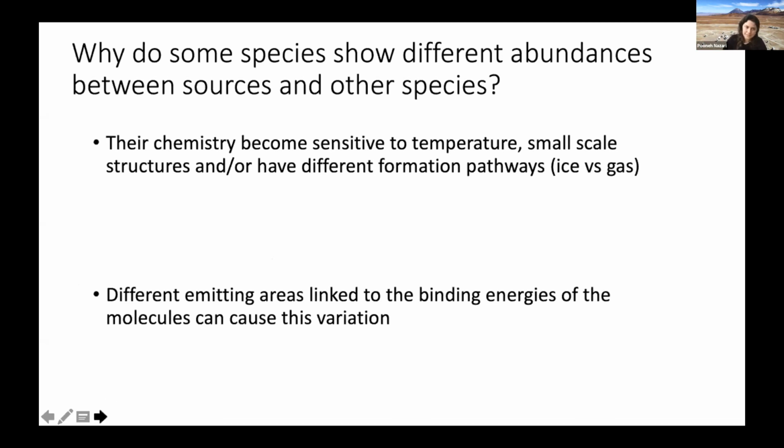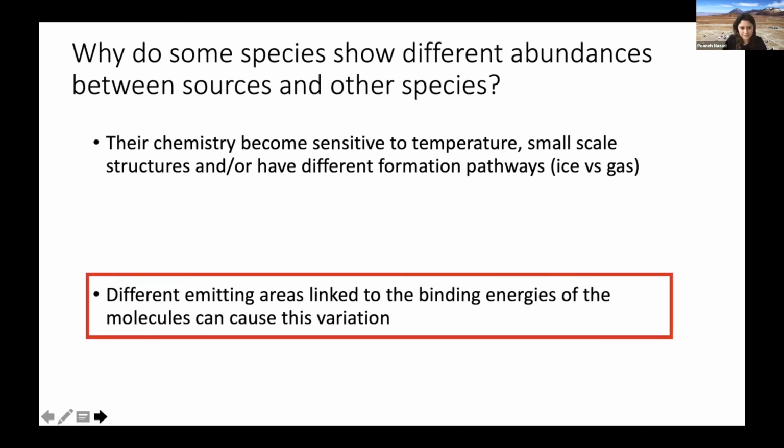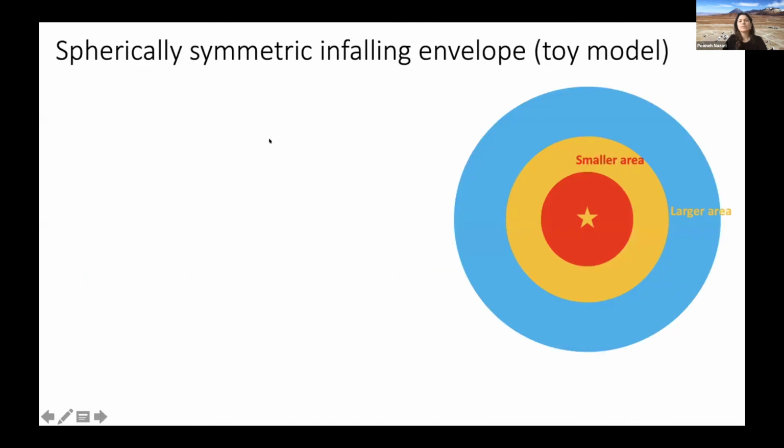I understand that this sentence is pretty vague, so I'm going to focus on this. I want to remind you that our emission was spatially unresolved, and therefore we can think of the scenario that I mentioned at the beginning, where some molecules are really emitting from a smaller area and some from a larger area. And we need to take into account these different emitting areas in our calculation of column densities. So that's what we did.